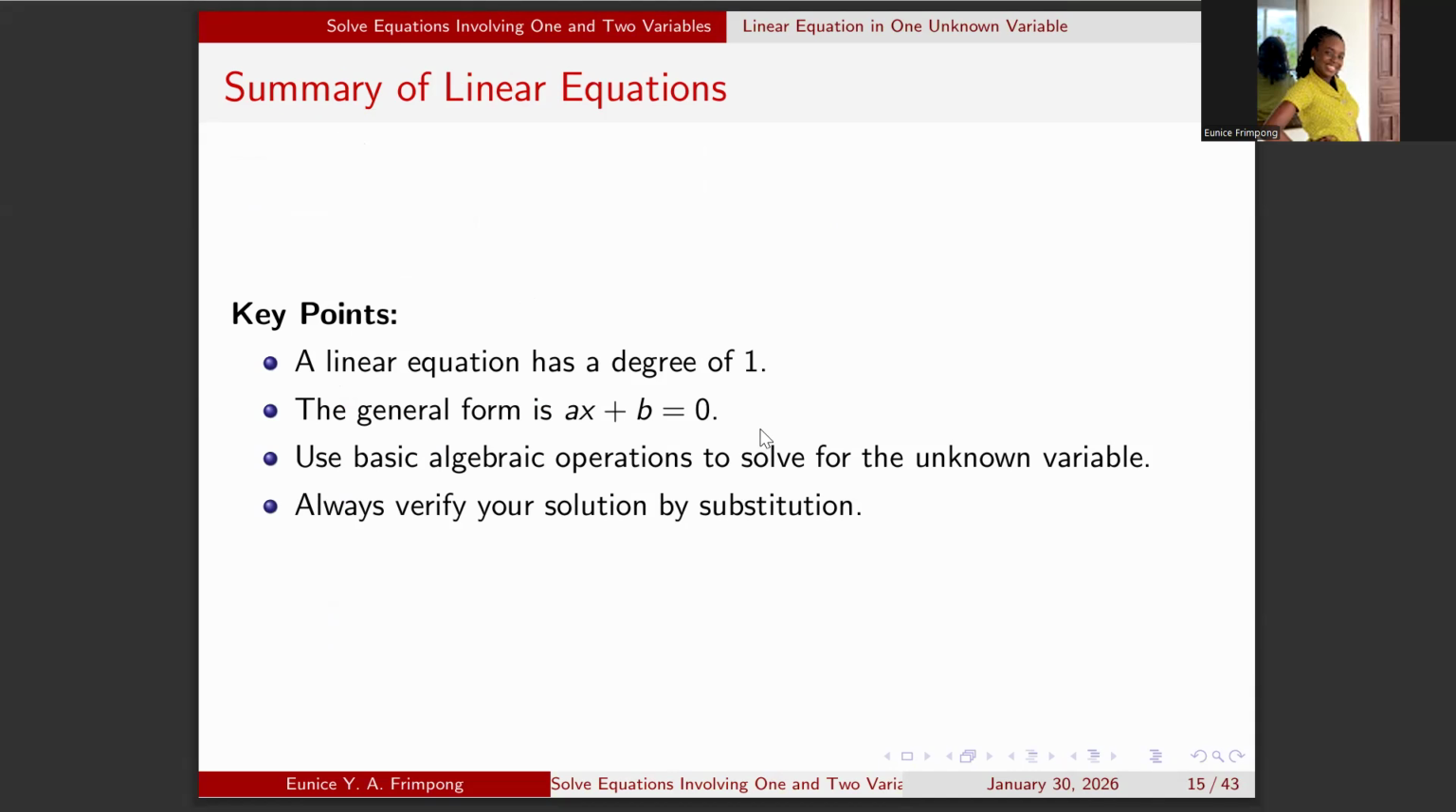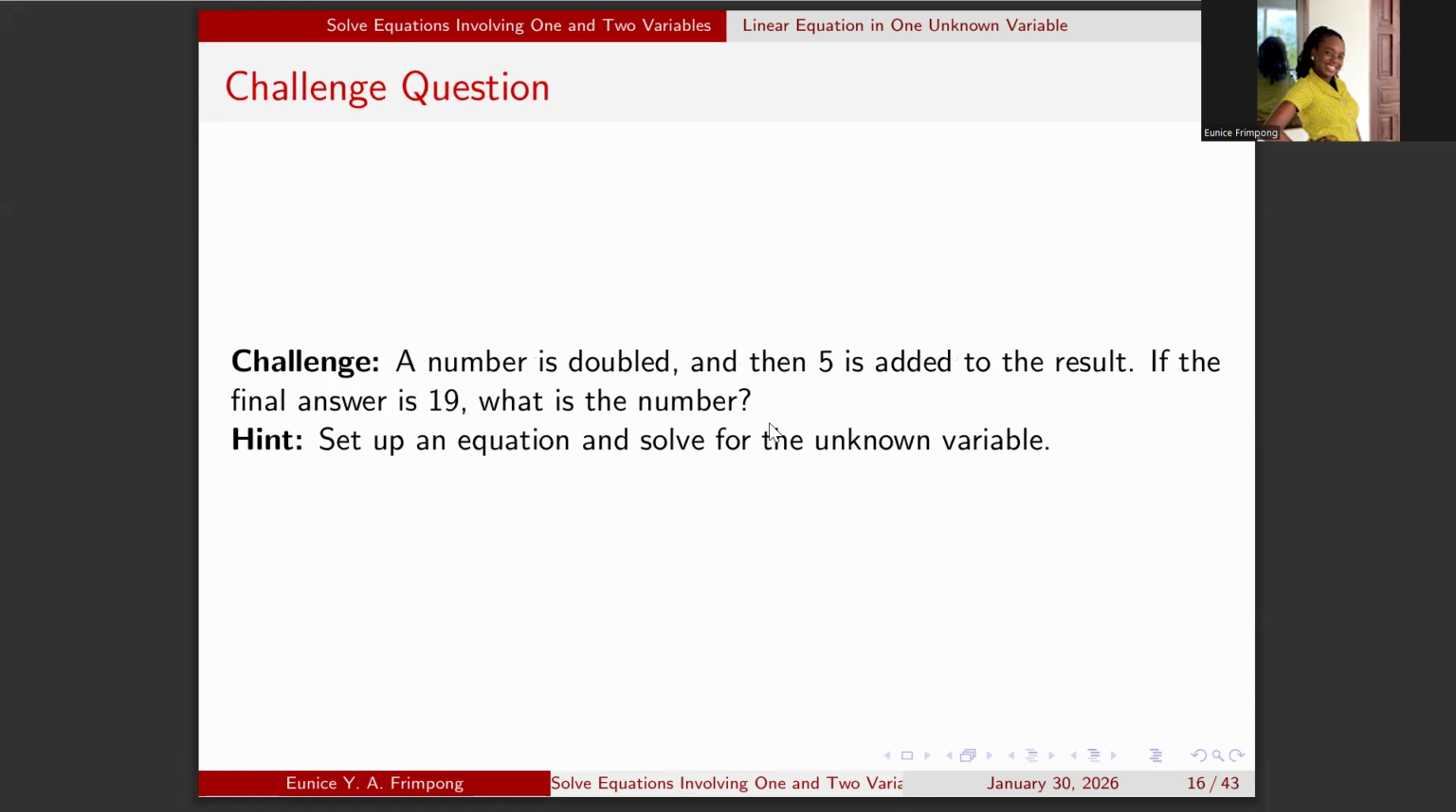So here are some key points to take note of when you are solving linear equations. This is a challenge expression for you. A number is doubled and then 5 is added to the result. If the final answer is 19, what is the number? Can you write down this expression?